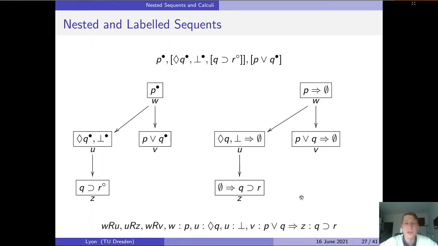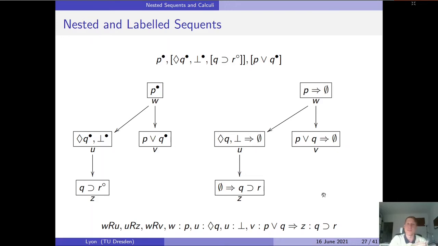I explained the relationship between labeled sequences and their graphs earlier. The edges become relational atoms, and the Gentzen-style sequents that are decorating nodes become labeled formulae inside of your labeled sequent. So we can always translate nested sequents into labeled sequents, and these labeled sequents will always have a tree-like structure matching that of the nested sequent.